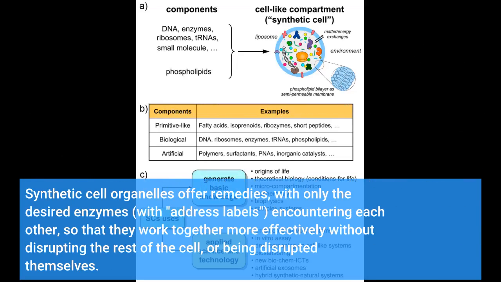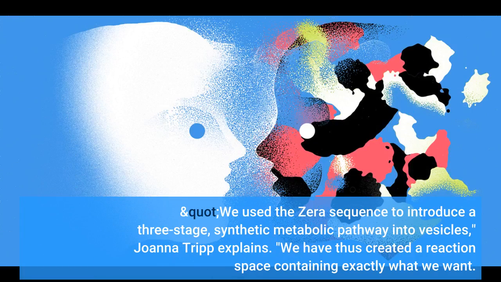Synthetic cell organelles offer remedies, with only the desired enzymes with address labels encountering each other, so that they work together more effectively without disrupting the rest of the cell, or being disrupted themselves. "We use the Zera sequence to introduce a three-stage, synthetic metabolic pathway into vesicles," Joanna Tripp explains. "We have thus created a reaction space containing exactly what we want."